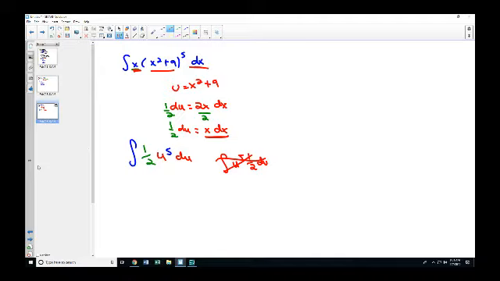So what's the antiderivative of u to the 5th? You can add 1, divide by 6. Okay, now we can simplify, and we plug our u back in, we get (x squared plus 9) to the 6th over 12, plus the constant.